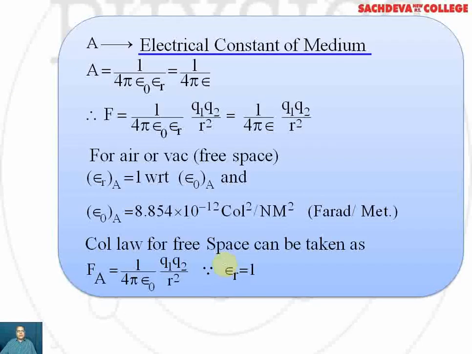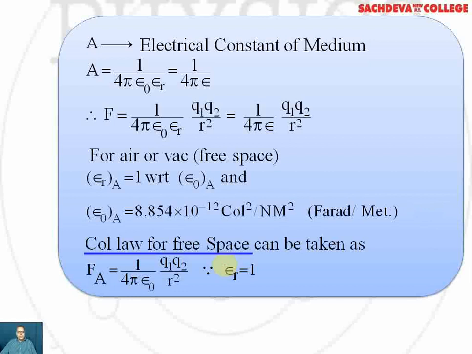A stands for the electrical constant of the medium. That is, F is equal to A into Q1 Q2 by R square. So for A, we can substitute 1 over 4 pi epsilon naught epsilon R, or 1 over 4 pi epsilon. So force is estimated by the given function, that is 1 over 4 pi epsilon Q1 Q2 by R square. For air or vacuum or free space, epsilon R is 1 with respect to epsilon naught, and epsilon naught is known to us, 8.854 into 10 to the power minus 12 Coulomb square per Newton meter square. This value can also be written in farad per meter.